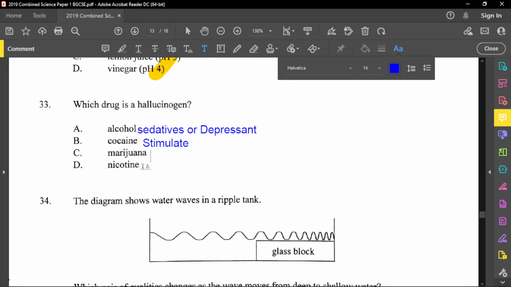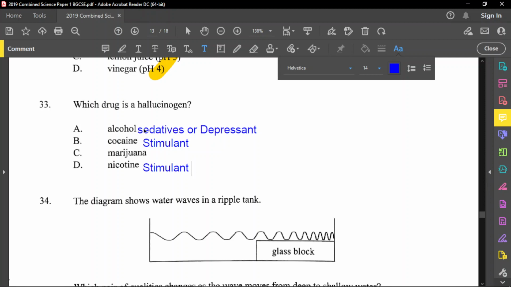Nicotine is what they call a stimulant. Let me just change this word to stimulant. Nicotine is also a stimulant, just to mention that. And again, stimulants increase alertness and make you feel a little bit energized. Caffeine is also a stimulant, so caffeine will fall in that category as well.